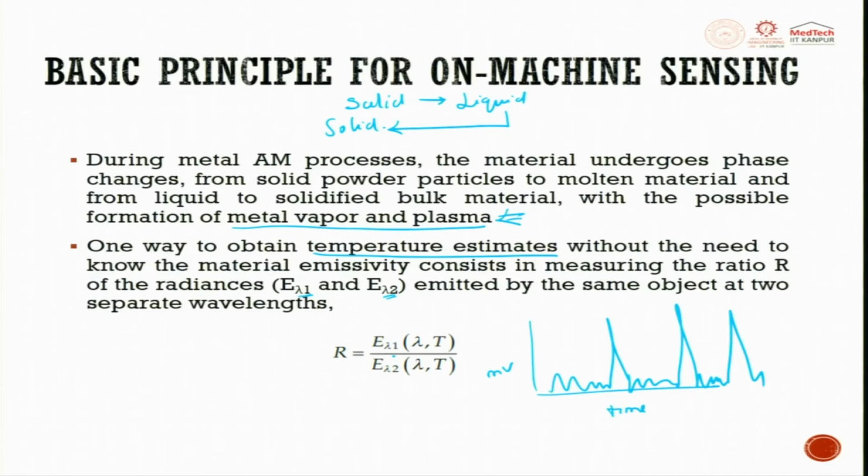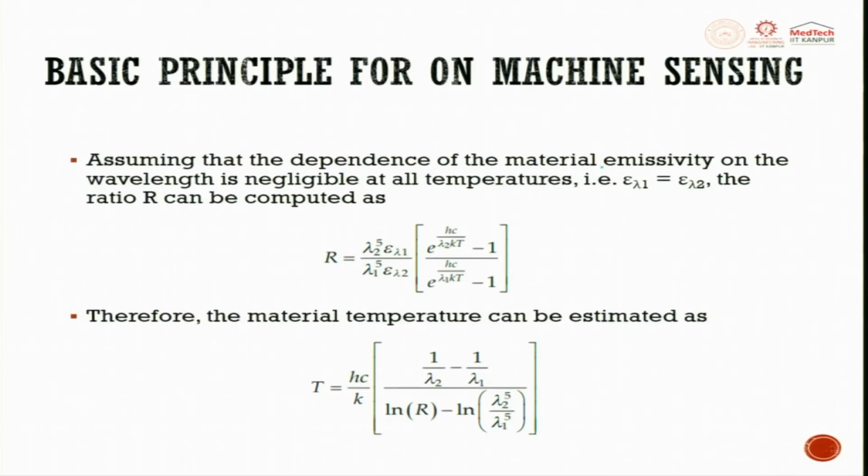Assuming that the dependency of the material emissivity on the wavelength is negligible at all temperatures, that means to say E lambda 1 equals E lambda 2. E lambda 1 is the peak for the same material, lambda 2 is the second peak for the same material. The ratio R can be computed easily. Therefore, the material temperature can be estimated by this formula, where h is Planck's constant, c the velocity of light, and k the Boltzmann constant. You can calculate the material temperature. Now, indirectly from this material temperature you can find out the residual stresses.